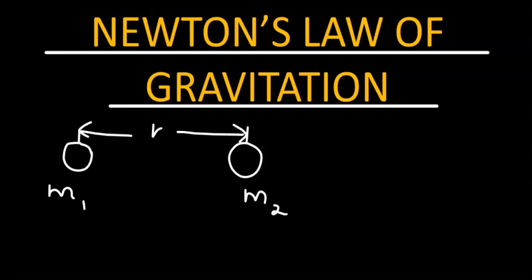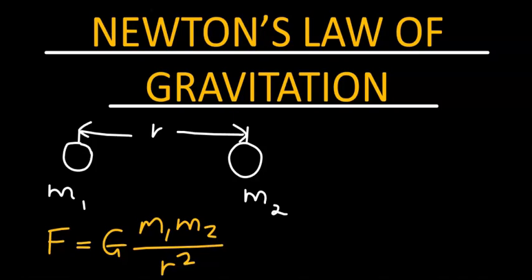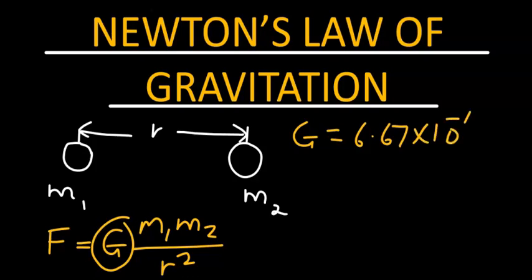Newton's law of gravitation says there is an attractive force acting between these two masses, and this force is given in magnitude by the following equation. Capital G times the product of the two masses m1, m2 divided by the square of the separation distance. Now the constant G is called the universal gravitational constant with a value of 6.67 times 10 to the power minus 11, and the unit of this constant is newtons meters squared over kg squared.